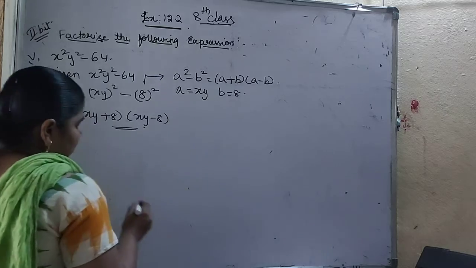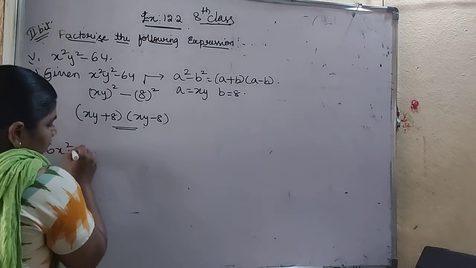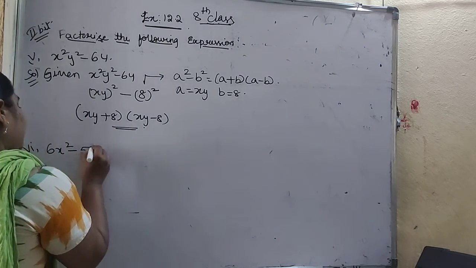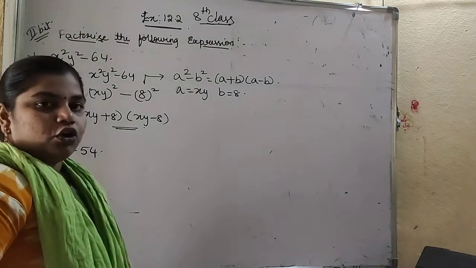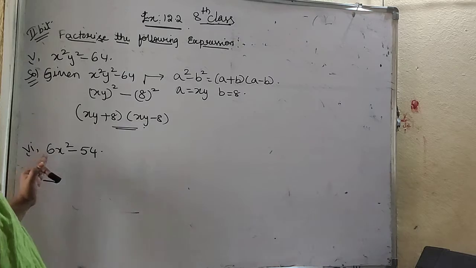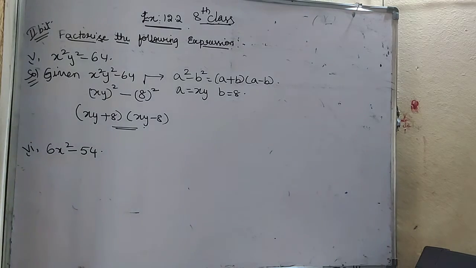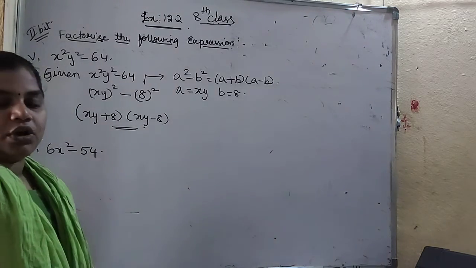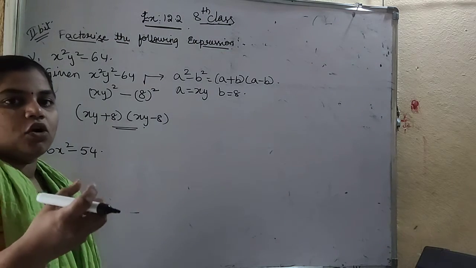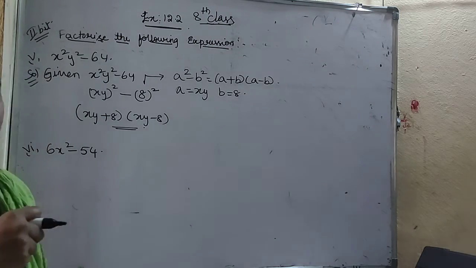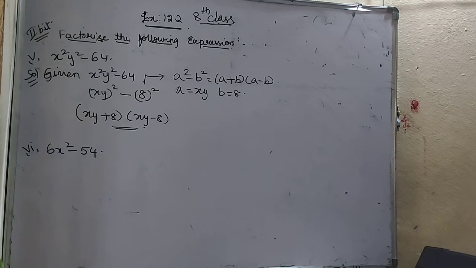Sixth is 6x square minus 54. I already told you that when you are not getting the square terms, here 6 is not a square number and 54 is also not a square number. So you try to take out a common factor. If you take the common terms from the given expression, it may be converted to square terms.